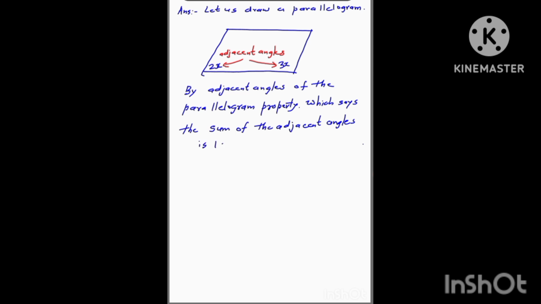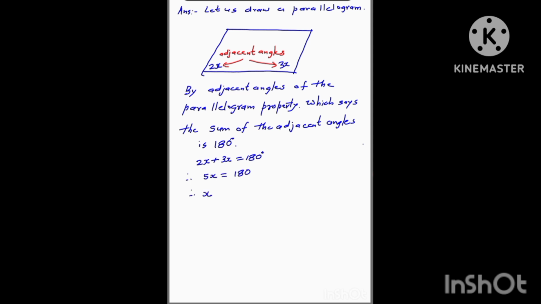Okay, that is another representation in maths. The sum of the adjacent angles is 180. So 2x plus 3x is equal to 180. See that? Now the problem is very simple. So 5x is equal to 180.